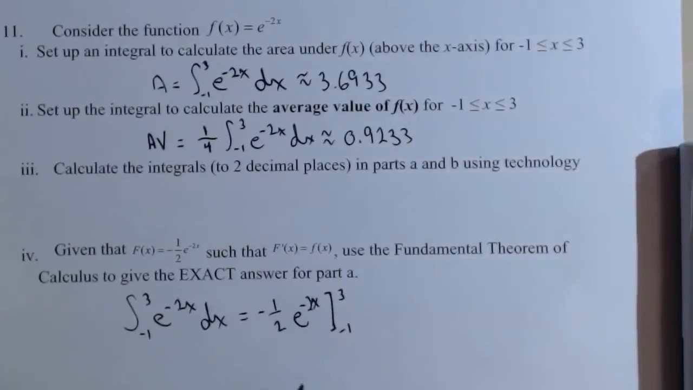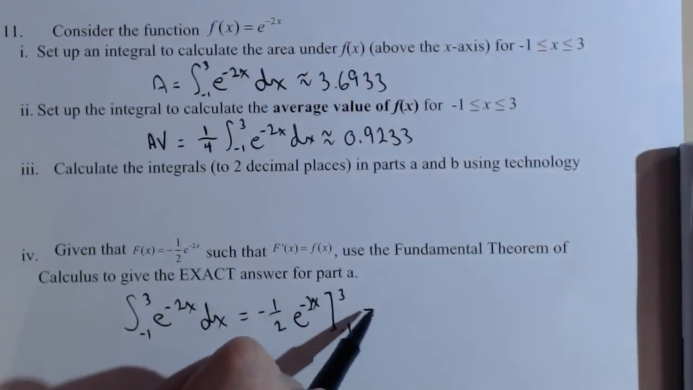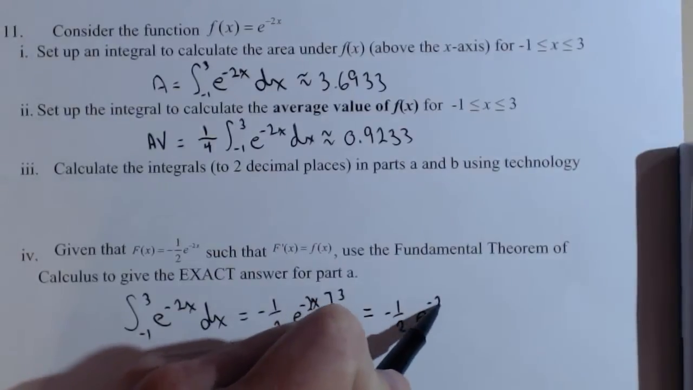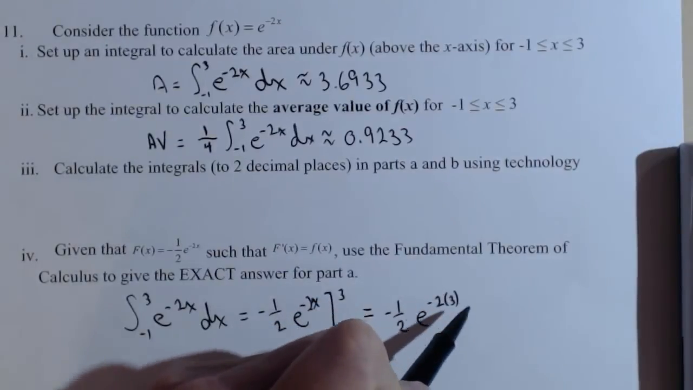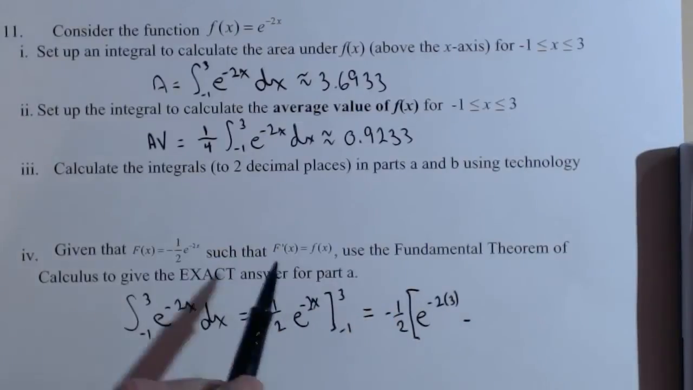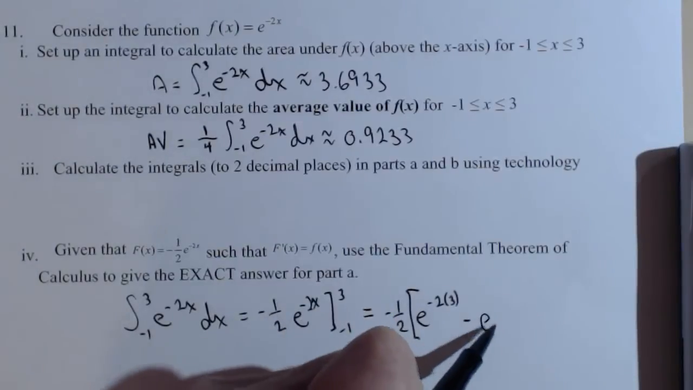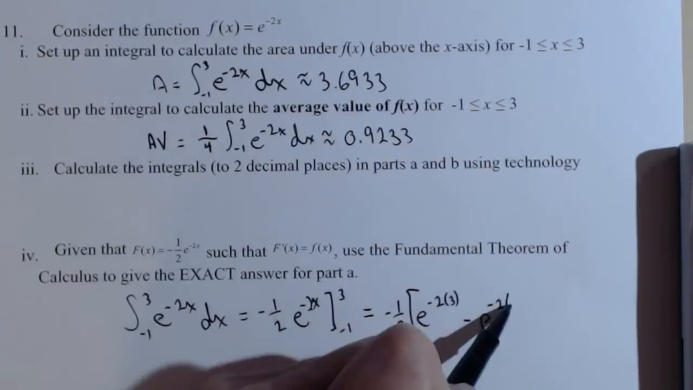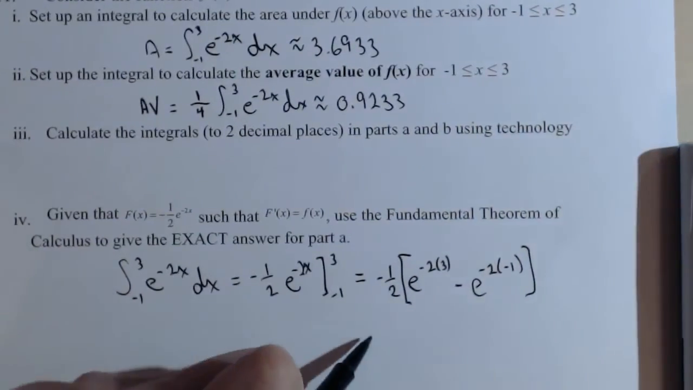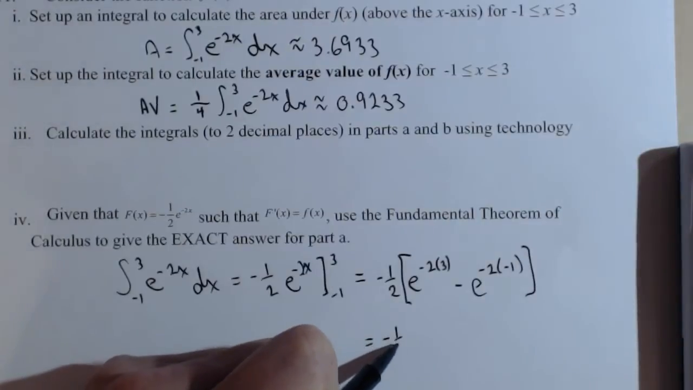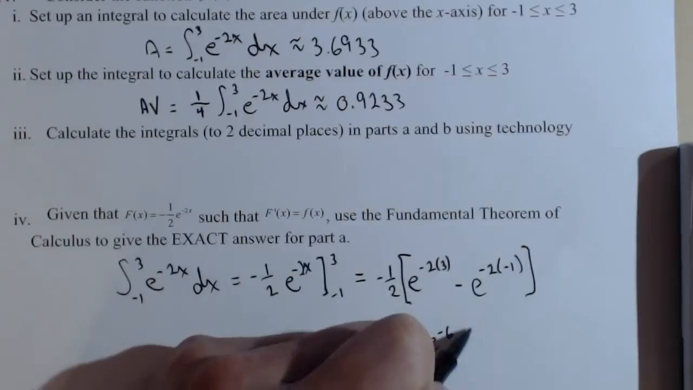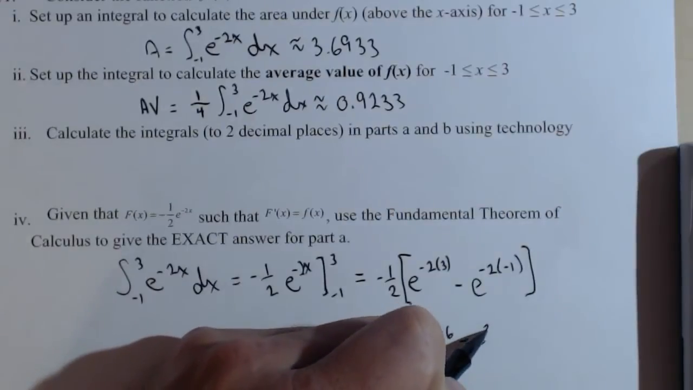and plugging these in, we're going to get negative 1/2 e to the negative 2 times 3. Let's do parentheses out here instead of writing negative 1/2 twice. And e to the minus 2 times negative 1. So the exact value we could write as negative 1/2 times e to the negative 6th minus e squared.